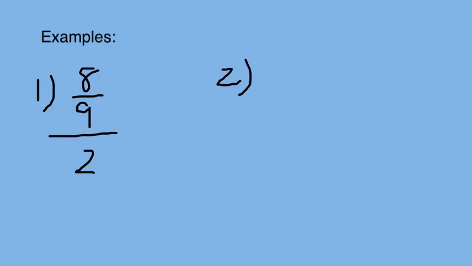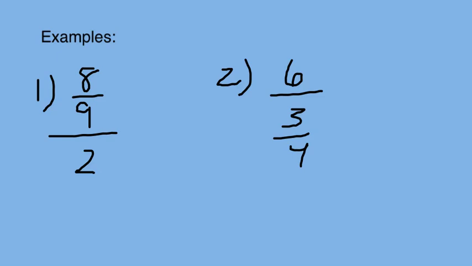Okay, let's go ahead and look at the examples in your notes. The first example shows a fraction in the numerator, 8/9 over 2. And the second one shows a fraction in the denominator of 3/4. We would read these as 8/9 divided by 2, and the second one 6 divided by 3/4.